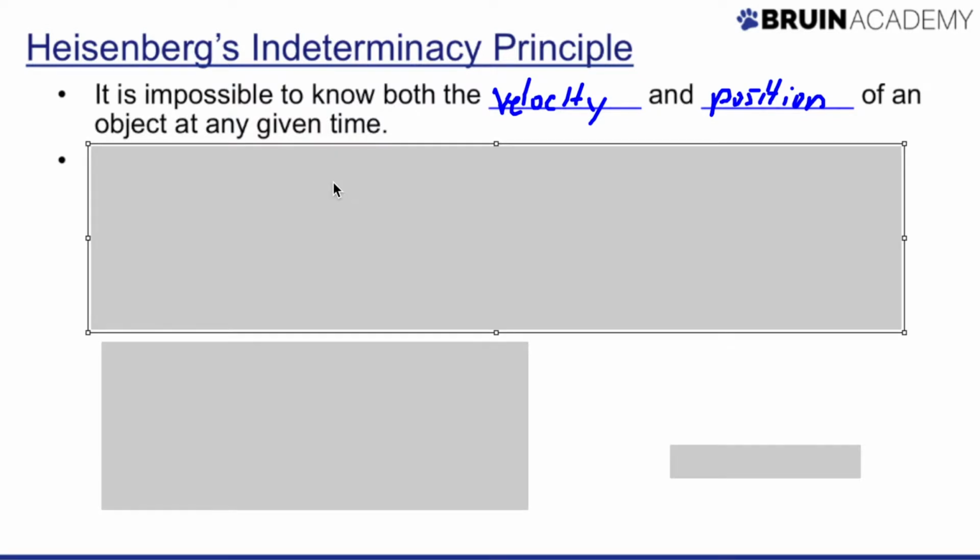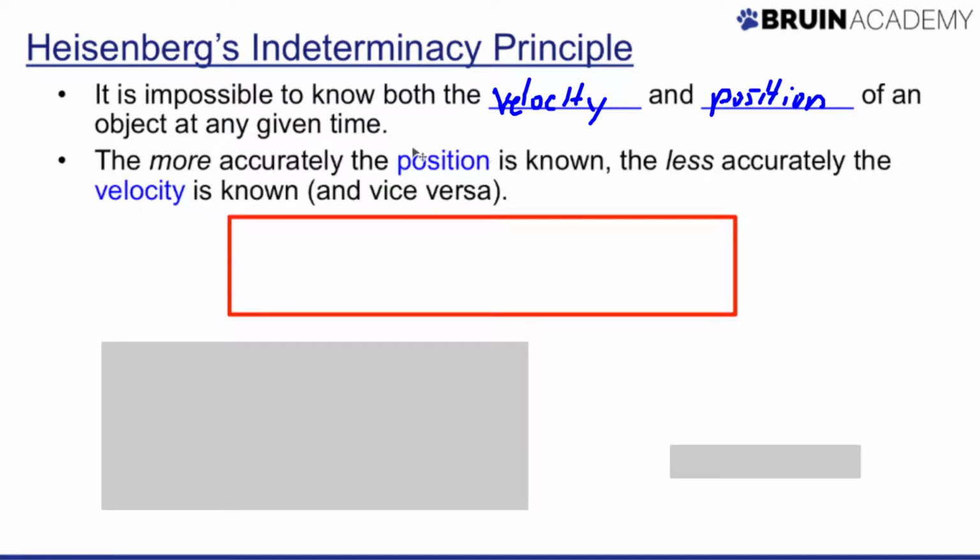And it turns out the more you know about an object's position, the less you know about its velocity. So they're inversely related. The more you know about the velocity, the less you know about the position. And so this is represented with the following formula. This is something that you should know. Often you'll be given this formula, but you should know what the variables mean and how to apply it.